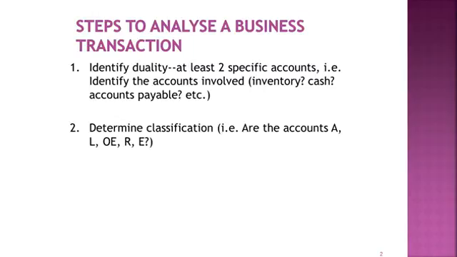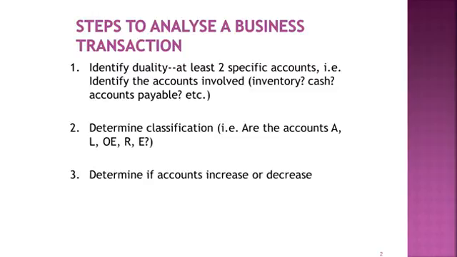The second step is we determine the classification. So are the accounts assets, liabilities, owner's equity, revenue or expense? For these ones, you know from topic 1, assets are things that we own or have the right to use. Liabilities are things that we owe or have a commitment to pay in the future. Owner's equity is the amount of money that the owner has put into the business, or the residual interest of the owner in the business. Revenue is the income that is earned, and expenses are the costs incurred in earning the revenue. So we determine the classification of those accounts.